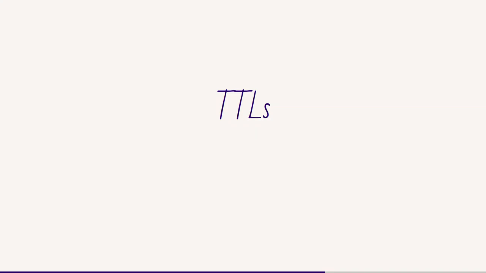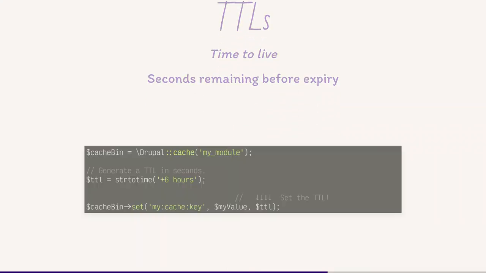We want to be lazy. We want to have the computers do the work for us. So there's another mechanism, which I'm very fond of, called a TTL. That's called a time to live. It's the seconds remaining since creation before a cache entry expires.